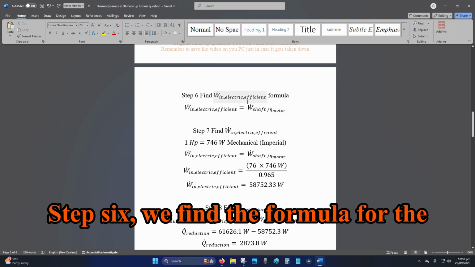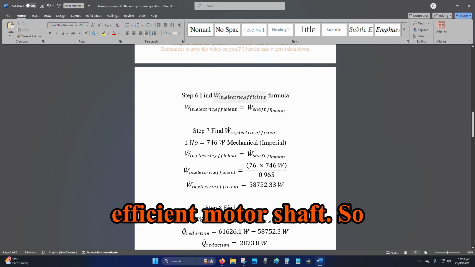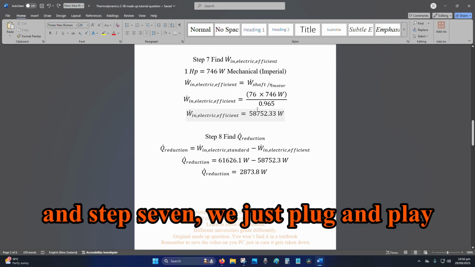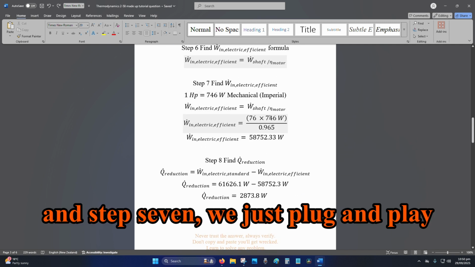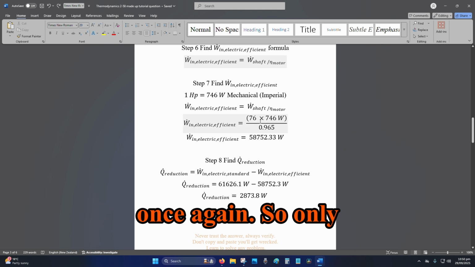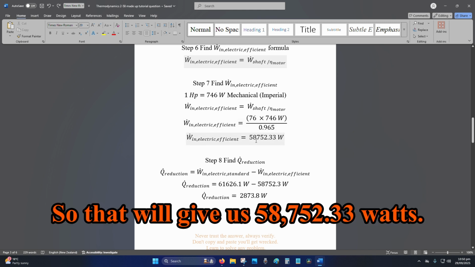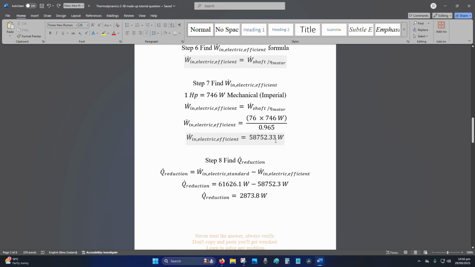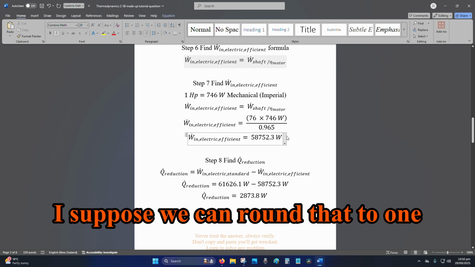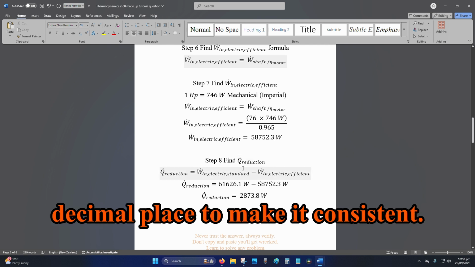Step 6, we find the formula for the efficient motor shaft. So once again, it's the same. And step 7, we just plug and play once again. So only the efficiency changes. So that will give us 58,752.33 watts. I suppose we can round that to 1 decimal place to make it consistent.